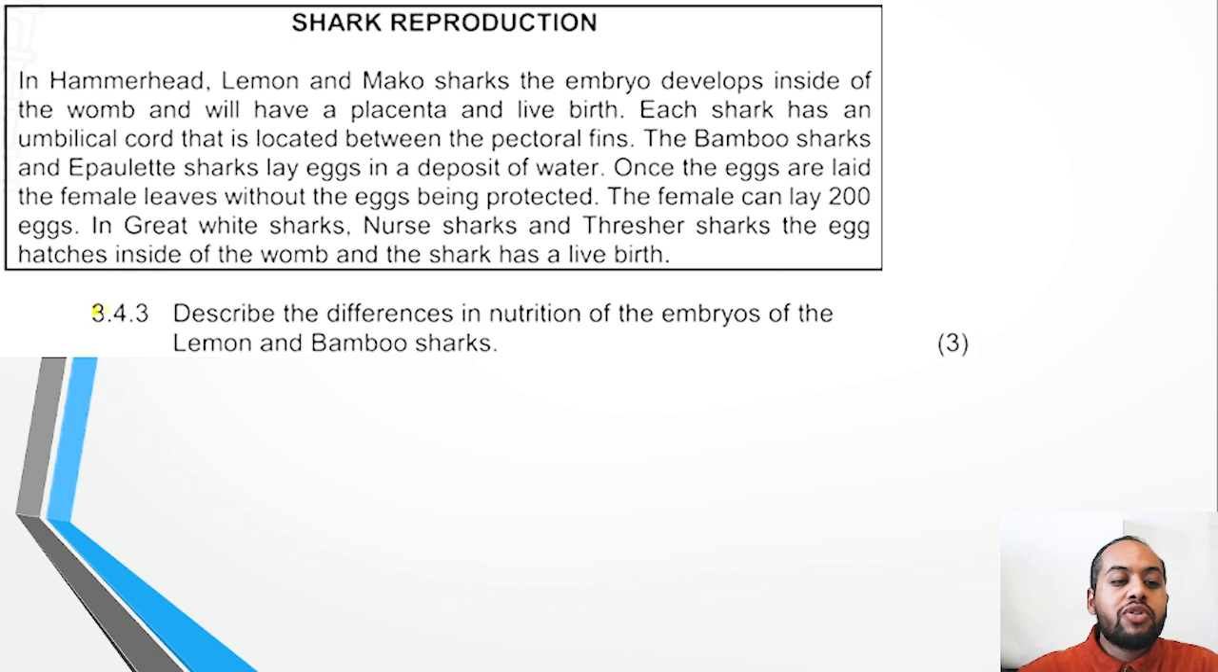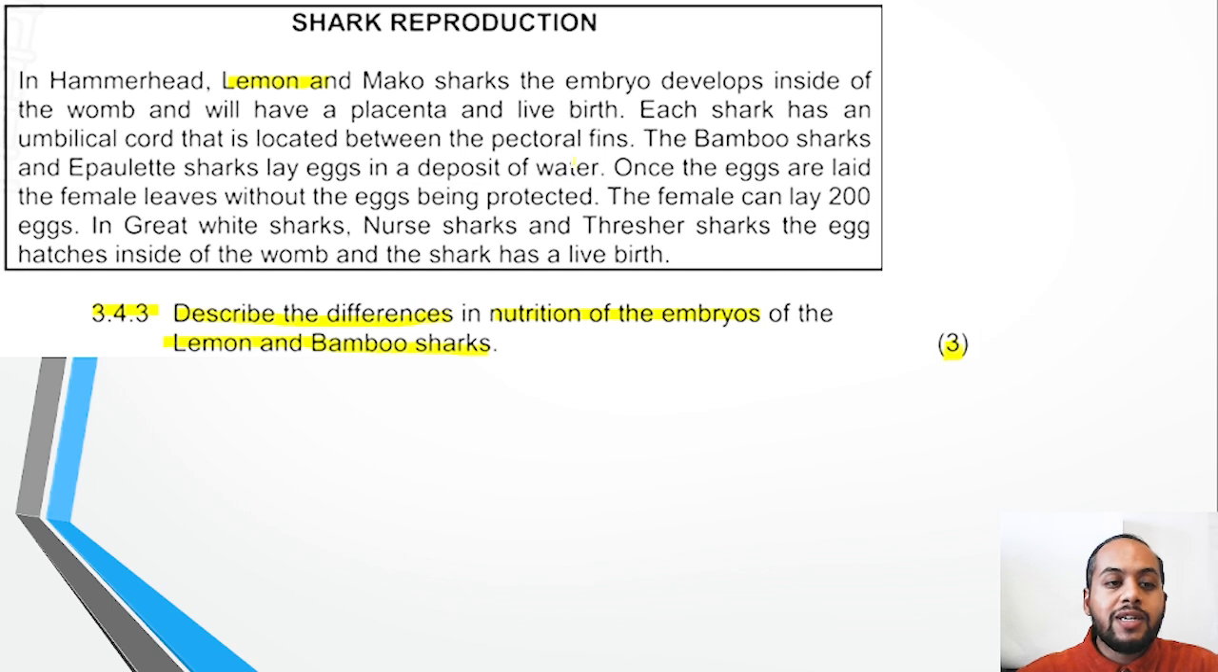The next question, 3.4.3, says describe the differences in nutrition of the embryos of the lemon and bamboo sharks for 3 marks. Differences in the nutrition of the embryos. How do the embryos receive nutrition of the lemon and bamboo sharks? So if you go to the lemon sharks here, it says each shark has an umbilical cord that's located between the pectoral fins. The bamboo sharks and epaulet sharks lay eggs in a deposit of water. Once the eggs are laid, the female leaves without the egg being protected.